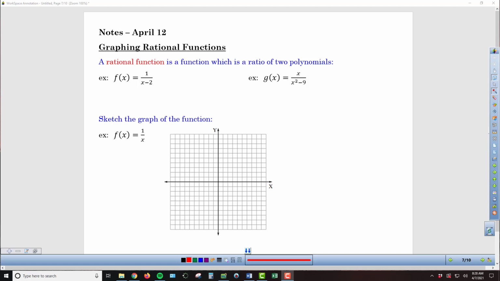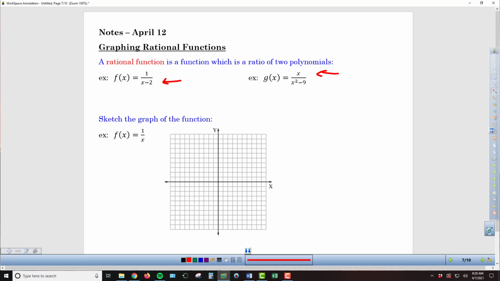A rational function is just a function that has a fraction involving variables in it. And so the key is we have to have a variable in the denominator, like we have in both of these examples. In the first one, we don't have a variable in the numerator. On the second one, we do, but that doesn't matter. What matters is that we have a variable in the denominator.